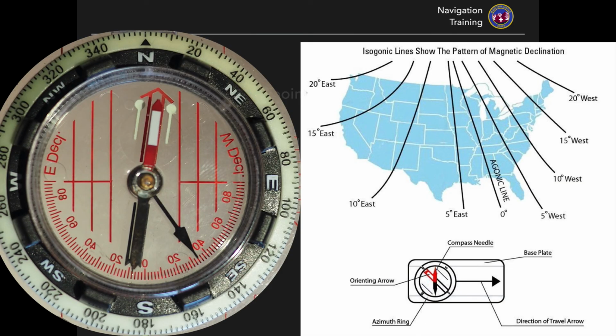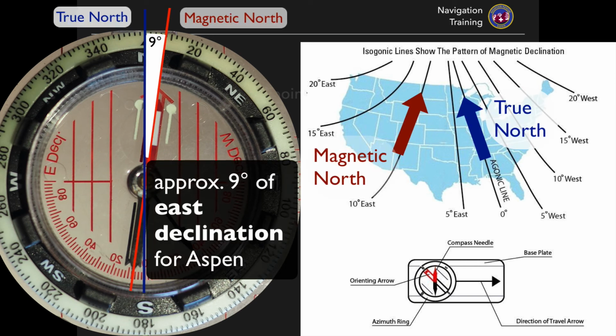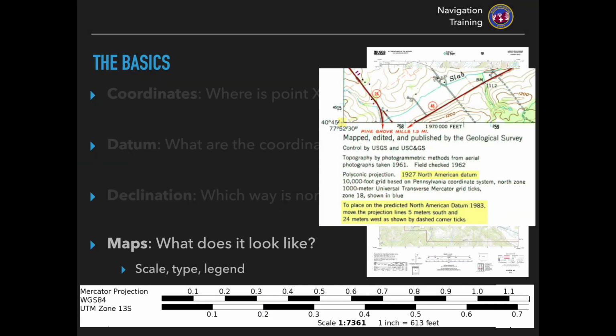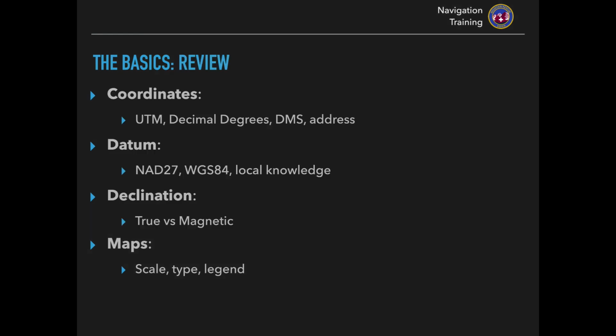This is what declination looks like across North America. To account for that, you can see where I've taken my compass and offset the orienting arrow to match the declination in my area. Lastly, when using paper maps, be sure to consult the legend of that map. Here you'll be looking for things like datum, scale, type, and other information about how the map applies to the real world.